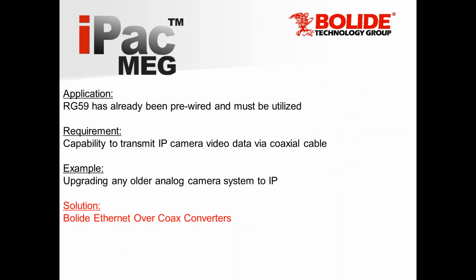Okay, next application. RJ59 has already been pre-wired and must be utilized for this installation. So your requirement is capability to transmit IP camera video as data over coaxial cable. Is this possible? Yes. An example of this would be upgrading any older camera systems to IP without the need to replace all the cables with UTP. The solution is our Bolide Ethernet over coax converters.